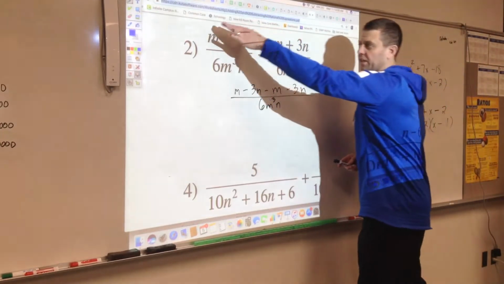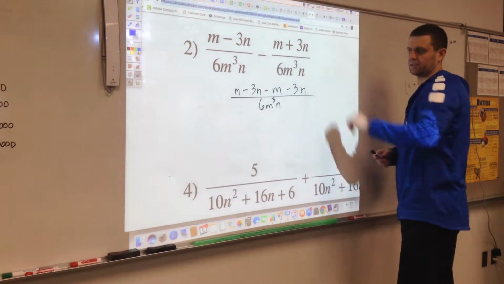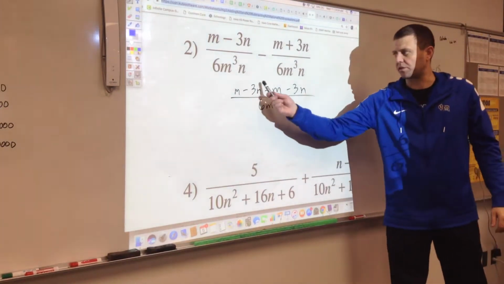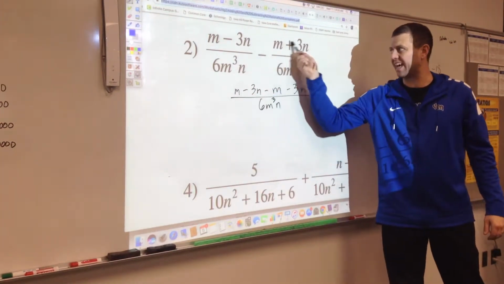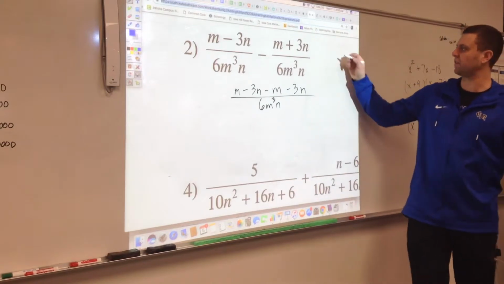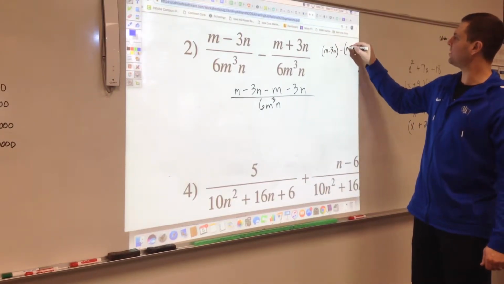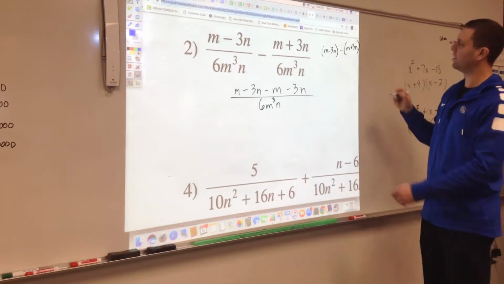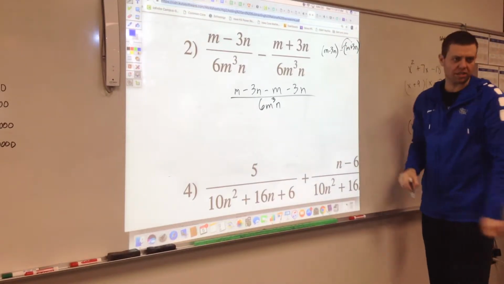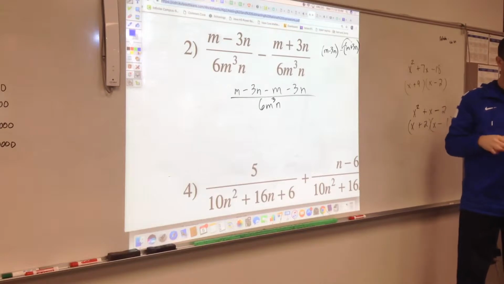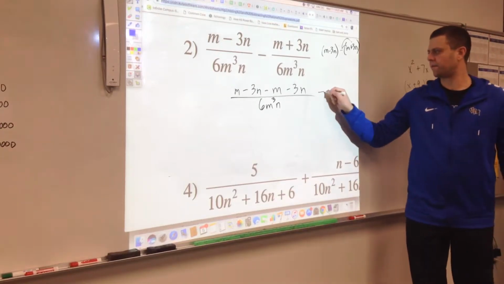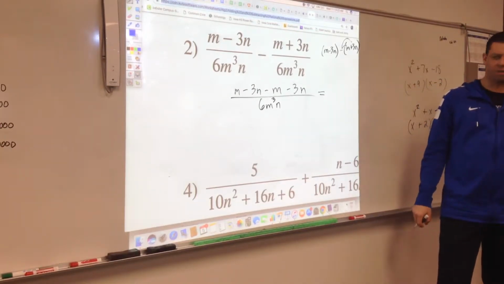So I have to take this minus this. So I took that numerator and I subtracted that entire quantity. Another way to think of it is you're doing m minus 3n minus m plus 3n. So you have to distribute that minus sign. Okay? Combine your like terms, what do you get?